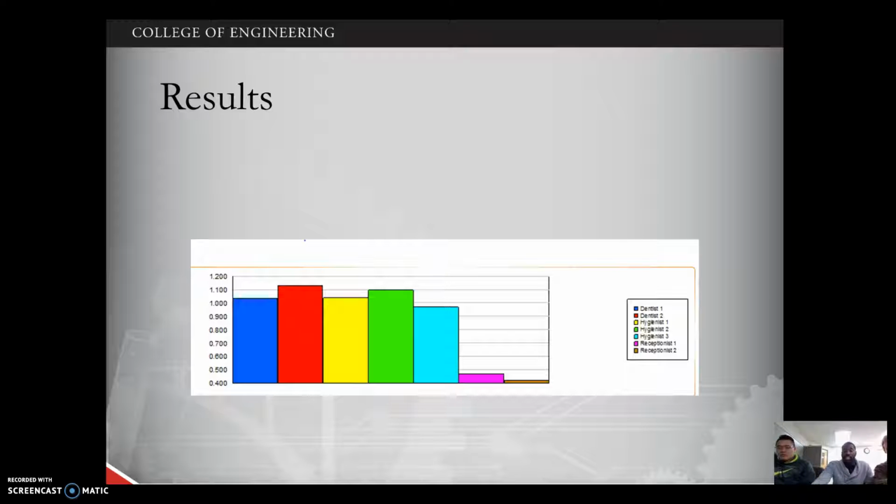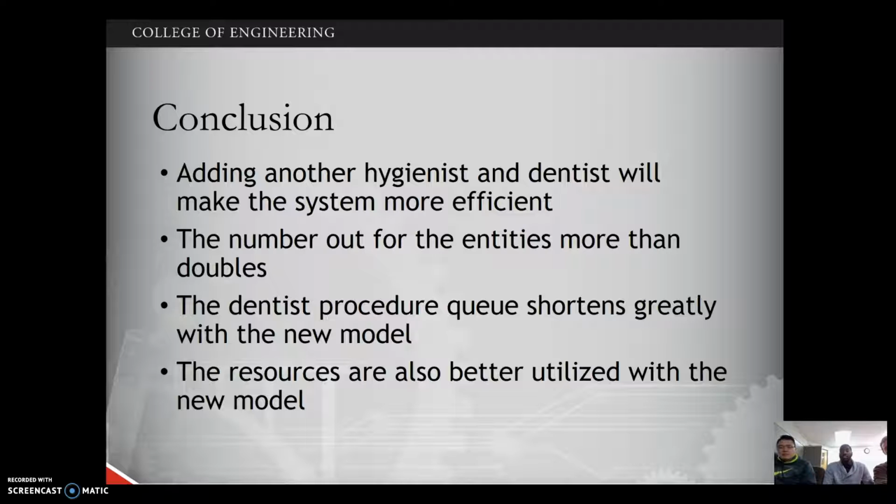And as you can see, the dentists and hygienists are being utilized to almost their maximum potential, while the receptionists are not. So we didn't feel the need to add another receptionist. In conclusion, we felt that adding hygienists and dentists will make the system more efficient. The number out for the entities more than doubled, and the dentist procedure queue line shortens greatly with the new model. So as a whole, the experiment went great, and we feel that everything worked out for the best. And thank you. That'll be all.